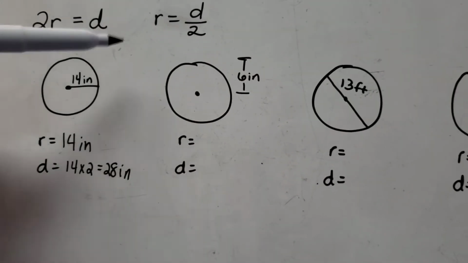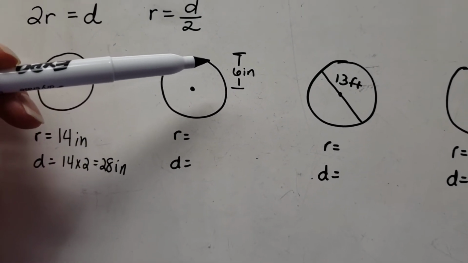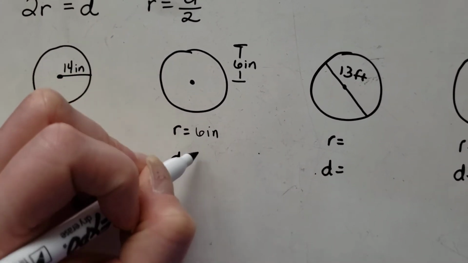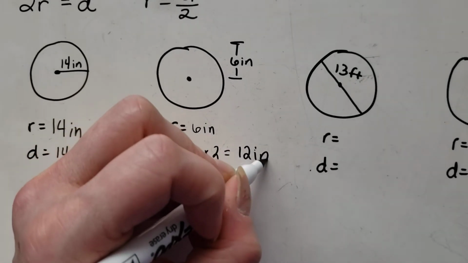Okay, here, sometimes the radius will be marked outside. That's a radius. It's only part of the circle. 6 inches. So that means our diameter is going to be twice that. 6 times 2, which is 12 inches.